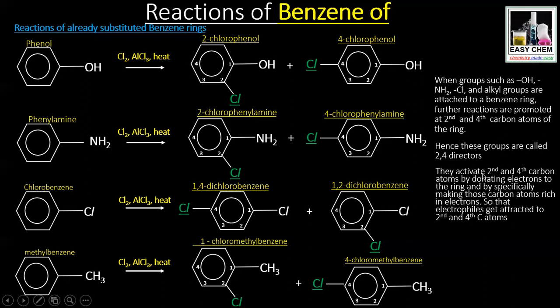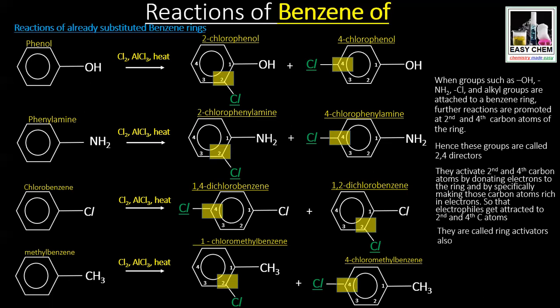Likewise, they activate the second and fourth carbon atoms by donating electrons to the ring and by specifically making those carbon atoms rich in electrons. Remember, this OH, NH2, Cl, and CH3, they can activate the second and fourth places in the benzene ring. So, an electrophile can easily get attracted to these places. So the reaction happens in this manner. But how is it possible for these groups to activate the benzene ring specifically in the second and fourth place? See, you see where the reaction happens in the second and fourth place.